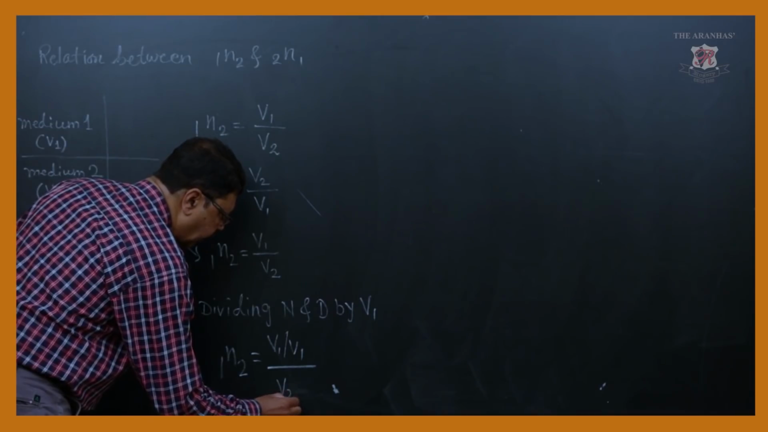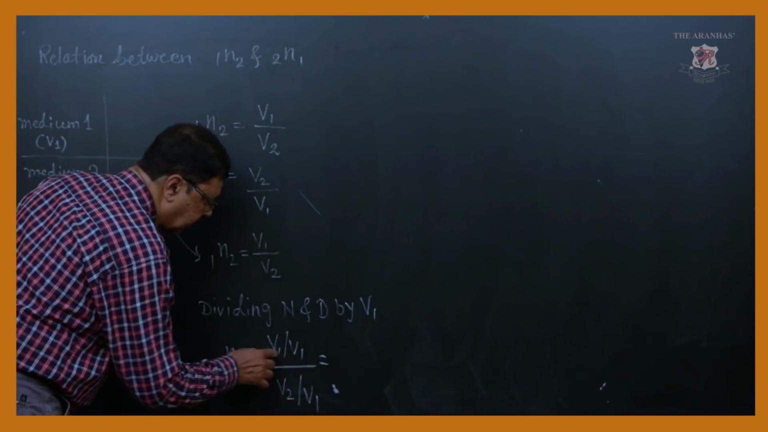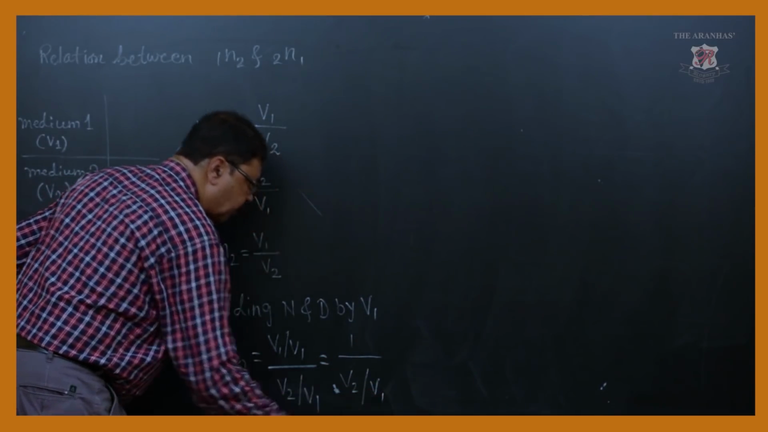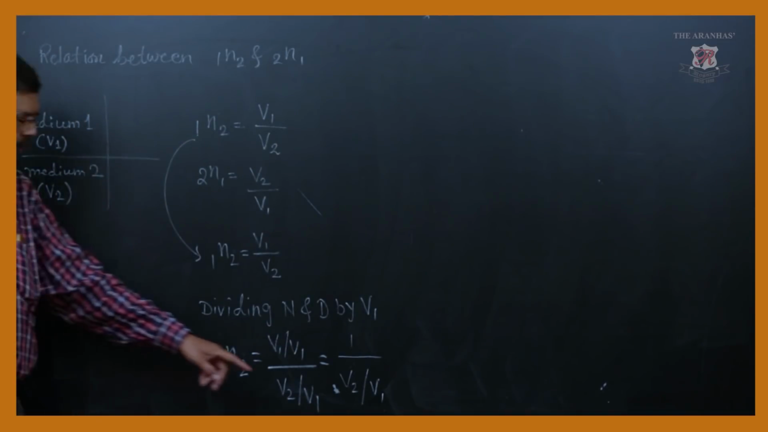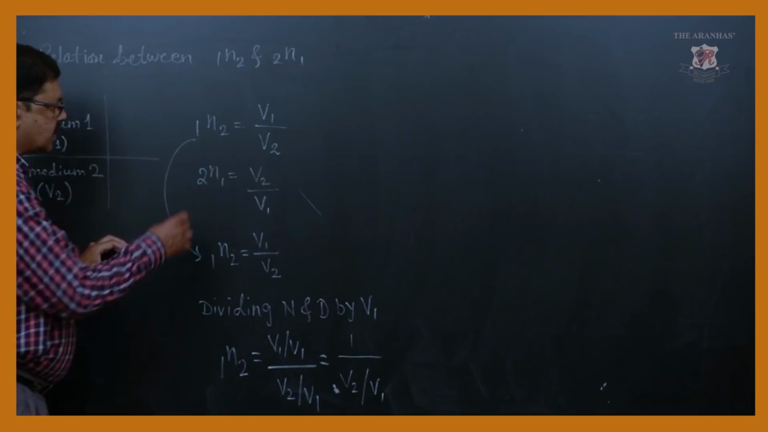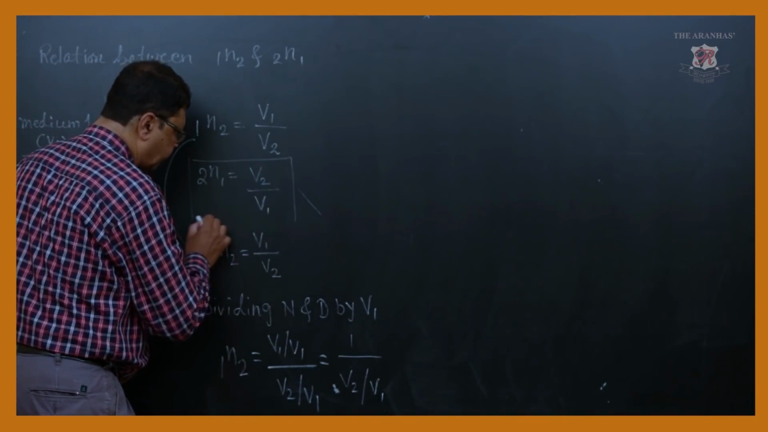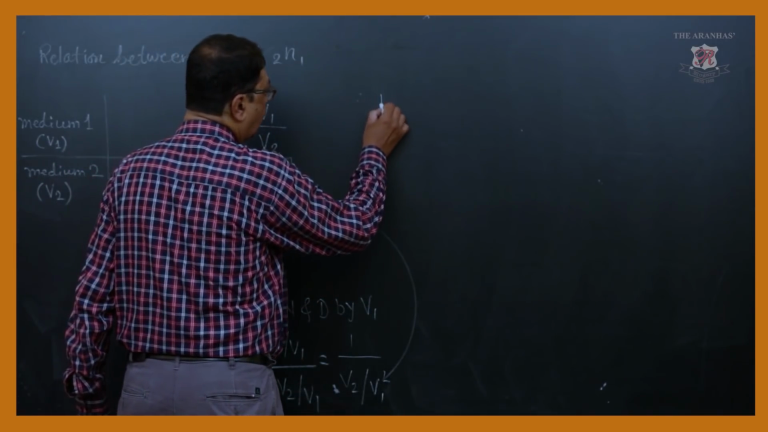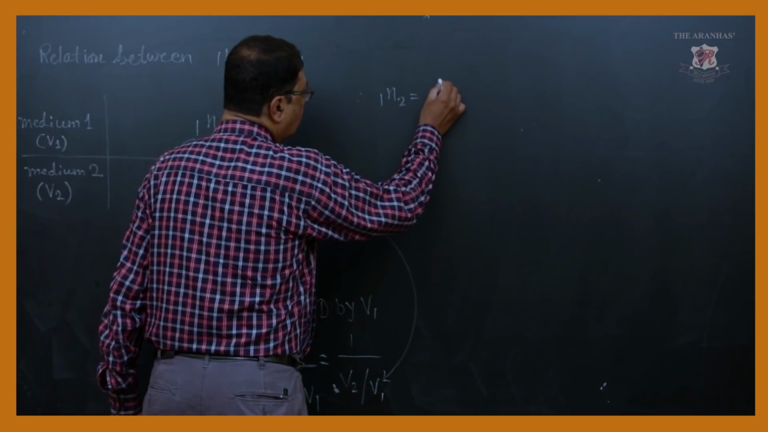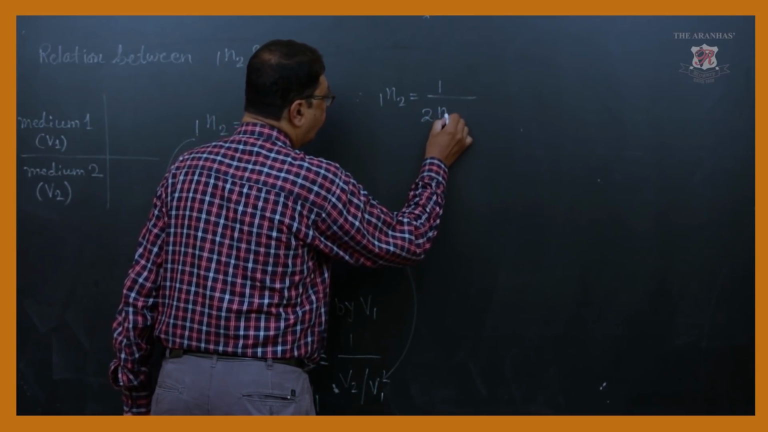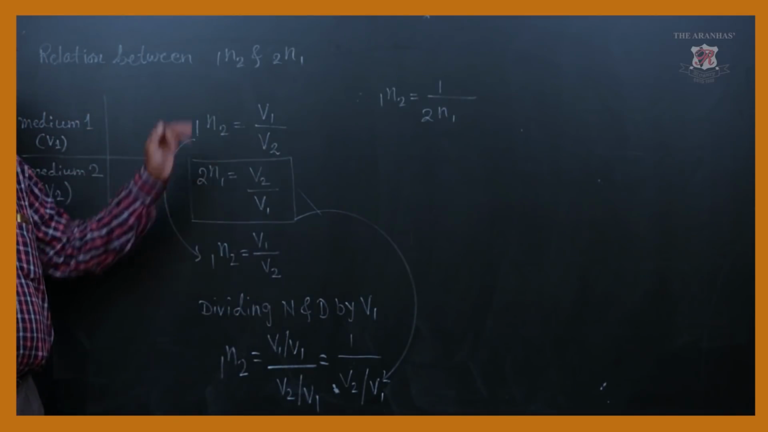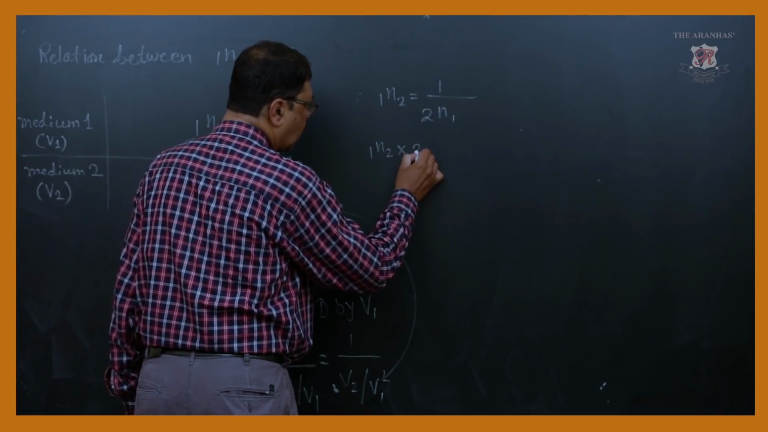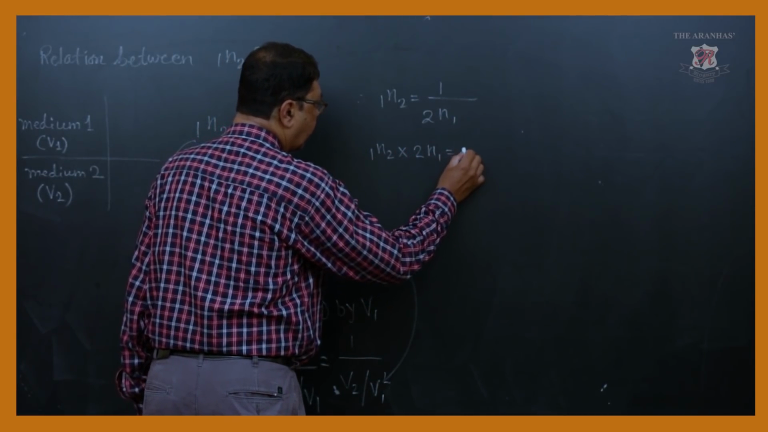Denominator also I am dividing by v1. This will cancel out and it will be 1 upon v2 upon v1. Now observe on the board, what is the value of v2 upon v1? It is nothing but 2n1. So instead of this, substitute this. Therefore, 1n2 equals 1 upon 2n1. Cross multiply. 1n2 into 2n1 equals 1.